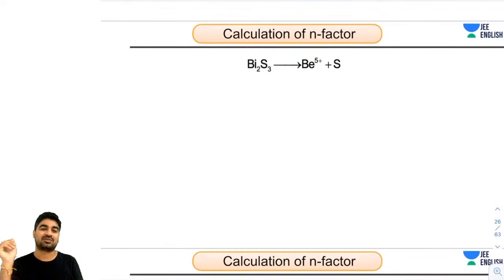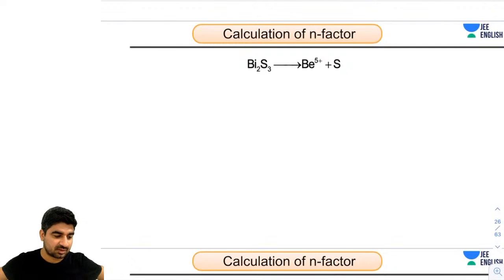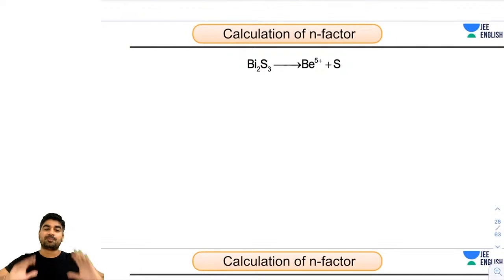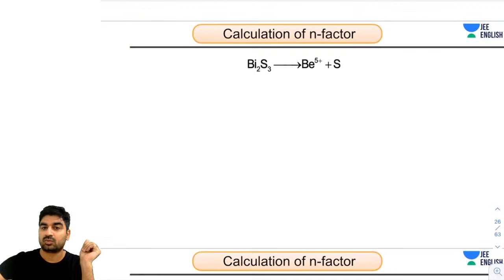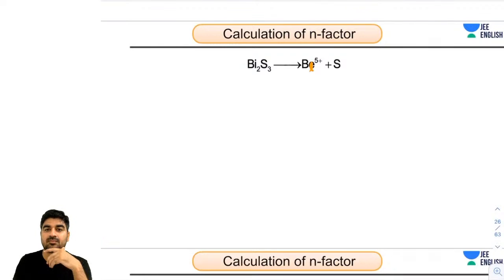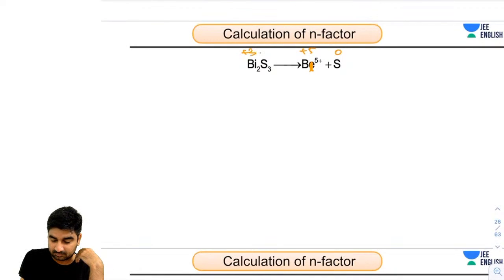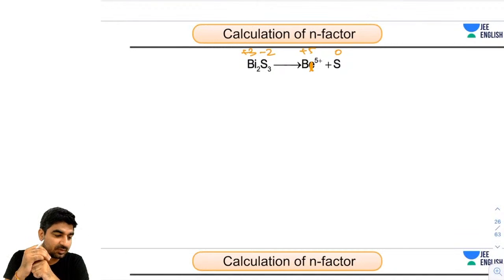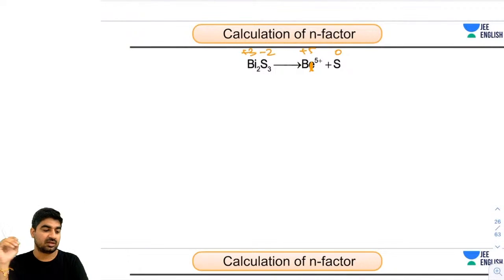No doubt, then solve this one. Fast. Bi2S3 is giving you, it is not Be actually, it is Bi, +5 and sulfur. So sulfur oxidation state will be 0. +5, +3 and -2. Just do it. Let's see this time how many of you can solve it. Do it guys fast.